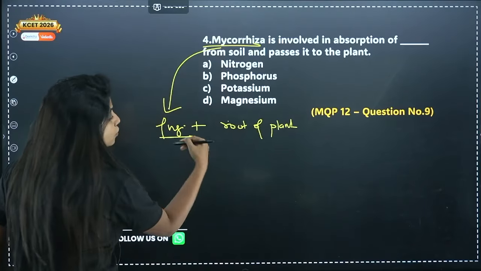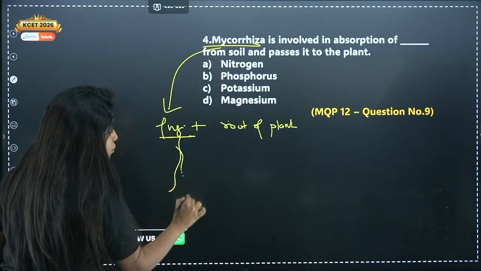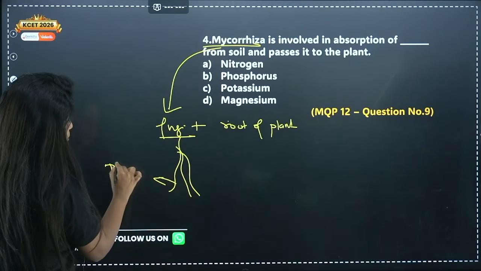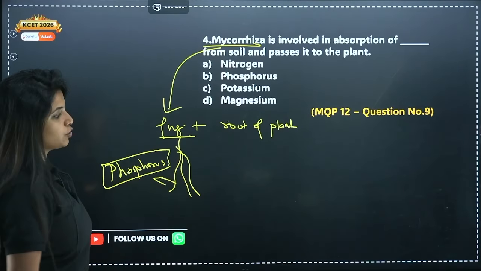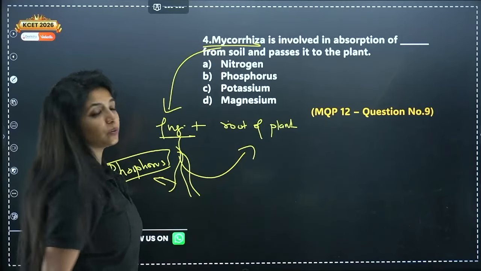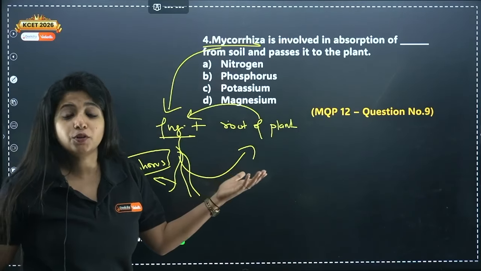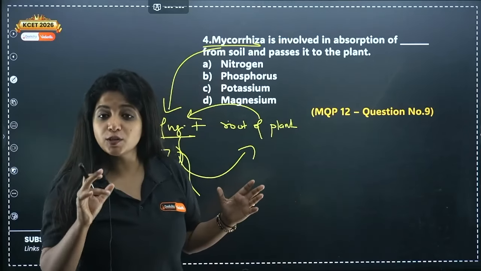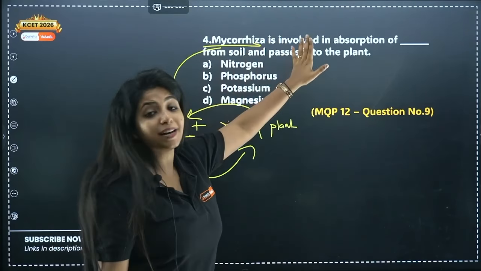What does this fungus do for the plant? Fungus basically gets into the soil and absorbs a very important thing, which is known as phosphorus, and gives it to the plant. What does the plant give it back? Plant gives organic matter because plant is able to do photosynthesis. So always remember, mycorrhiza is involved in absorption of phosphorus from the soil and passes it to the plant.